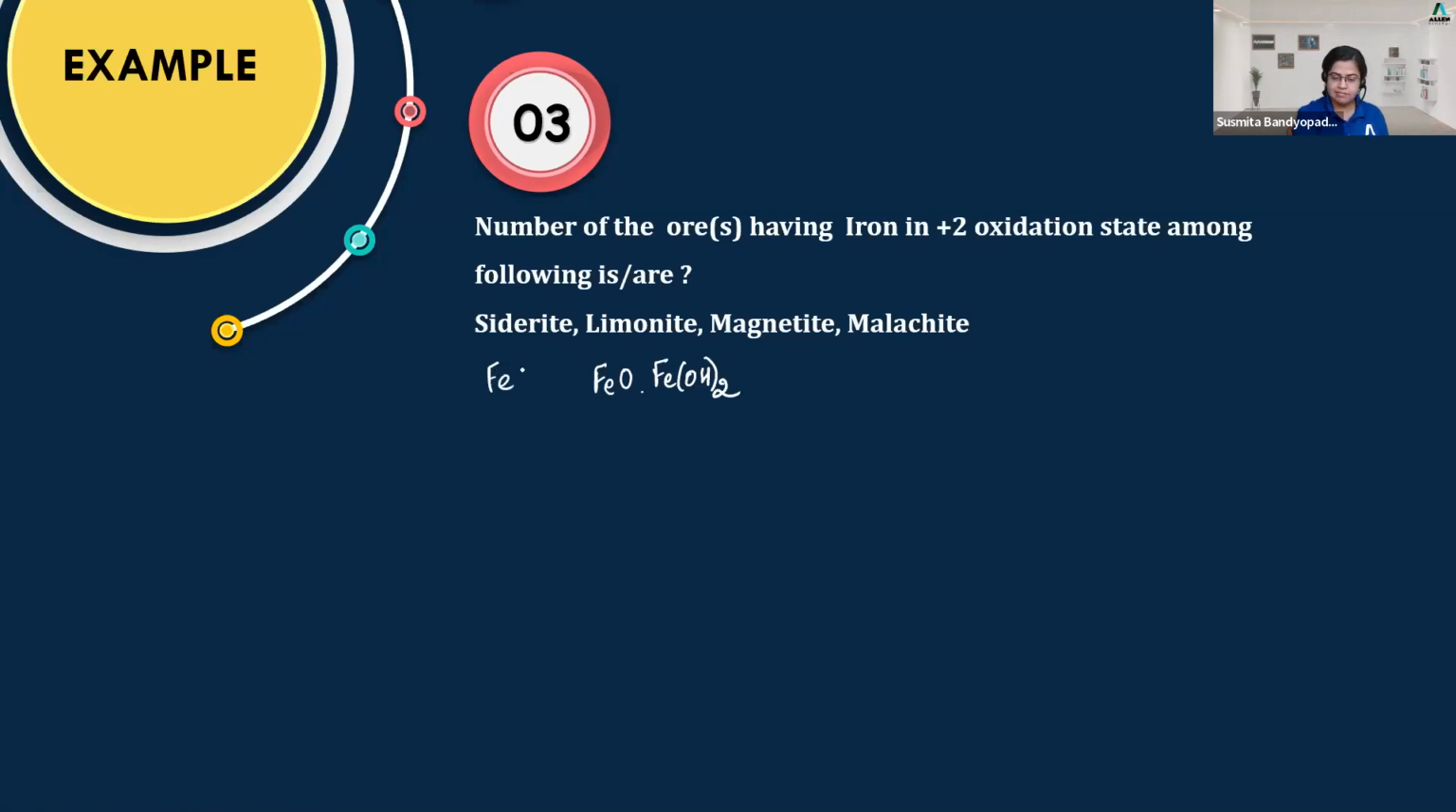Siderite. Magnetite. Malachite. This is the way you should practice. The correct answer is 2.